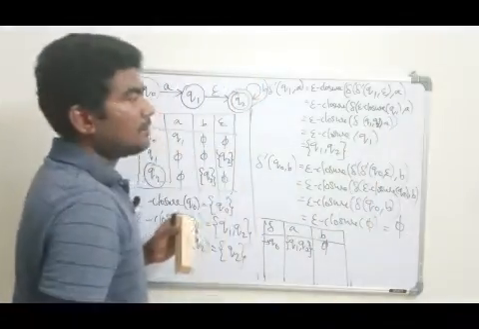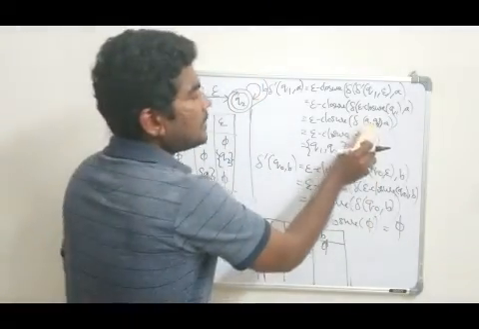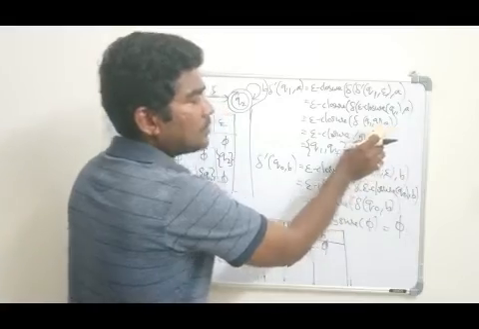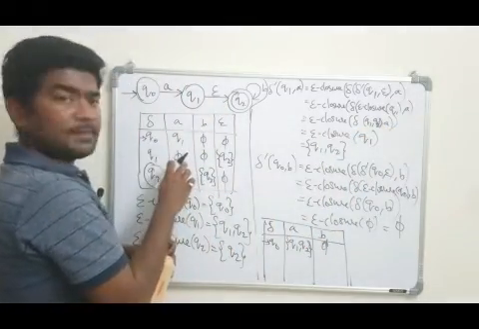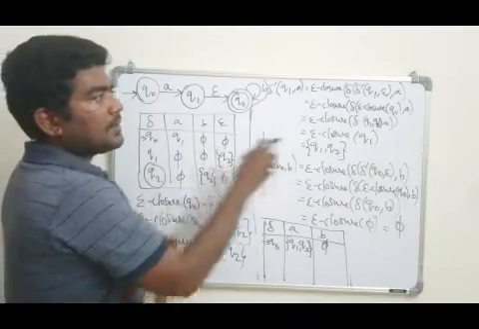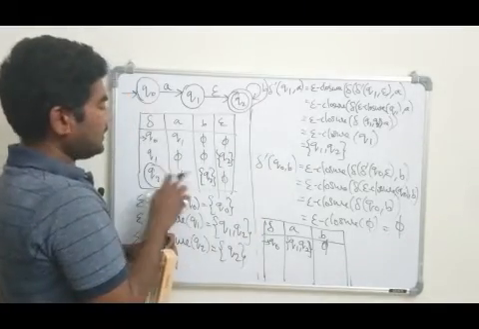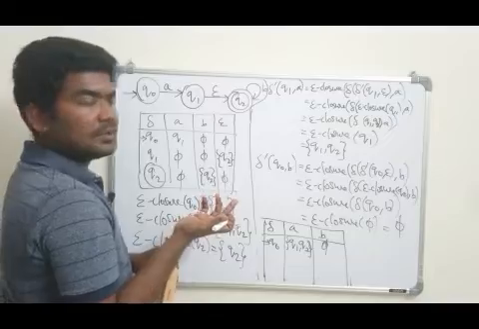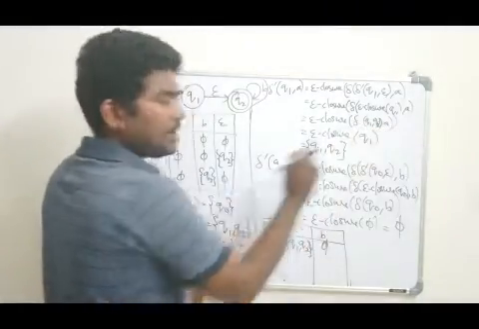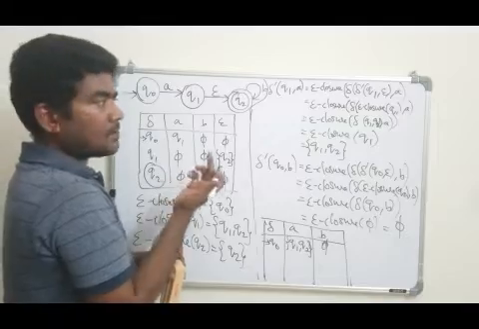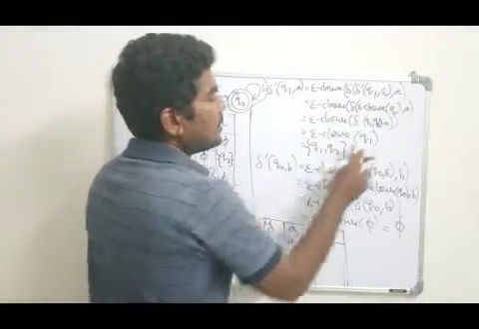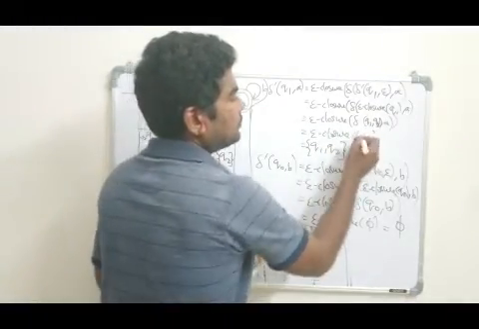Okay, Q1 comma Q2. Now you need to find delta of Q1 comma A, union of delta of Q2 comma A. So delta of Q1 comma A is pi. Then delta of Q2 comma A is also pi. So both union will give pi again.